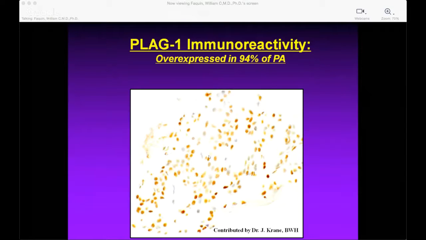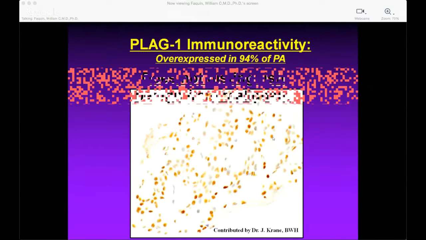This is an example of immunohistochemistry for PLAG1. It's a nice image of the nuclear staining of PLAG1. It was contributed by Dr. Jeff Crane at Brigham and Women's Hospital, who's done a lot of research on salivary gland cytology and histology. And over 94% of pleomorphic adenomas, greater than the number that actually have the PLAG1 gene rearrangement, overexpress PLAG1 and can be identified using this antibody.